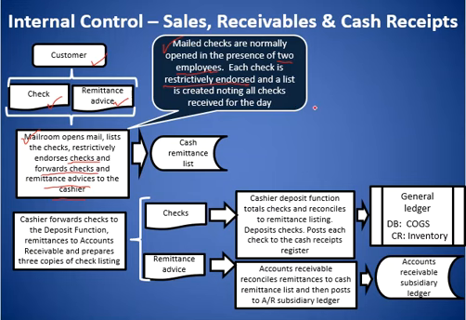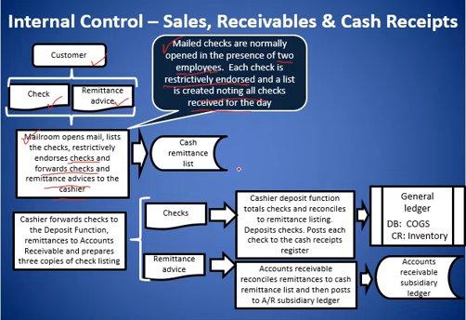And typically there would be a restrictive endorse stamp that the employees would stamp on the check that says this check is for deposit only to Acme account number 123456. So what happens is that effectively locks the check into that particular account. And also a list is created noting all the checks that were received for the day.